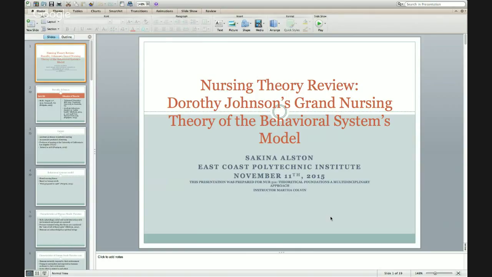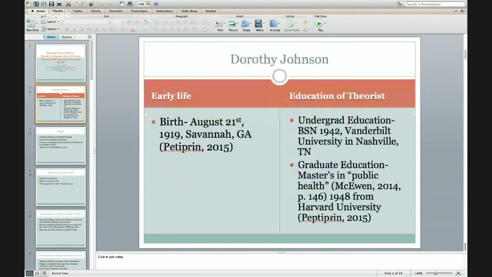So I have chosen Dorothy Johnson's Grand Nursing Theory of the Behavioral Systems Model. Dorothy Johnson was born August 21st in 1919, in Savannah, Georgia. Her education consists of an undergraduate BSN degree that she received in 1942 from Vanderbilt University in Nashville, Tennessee. Her graduate education is a Master in Public Health from Harvard University. She got that in 1948.